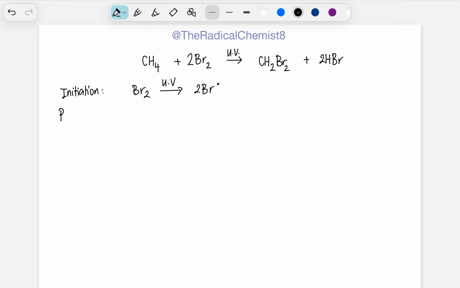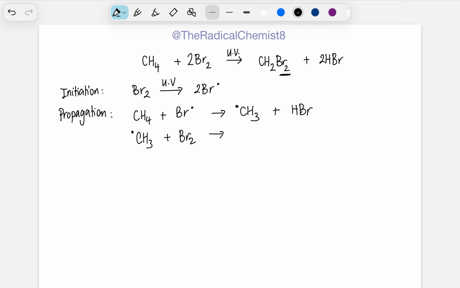Then we have propagation. So in this case, since it's not a monosubstituted product, you have to do two steps. So the propagation steps always goes in twos. So you would have CH4 plus the bromine radical to form this. So remember, the radical goes on the C, so be careful where you're drawing it. Plus HBr, and then the CH3 plus Br2 forms CH3Br plus Br radical.